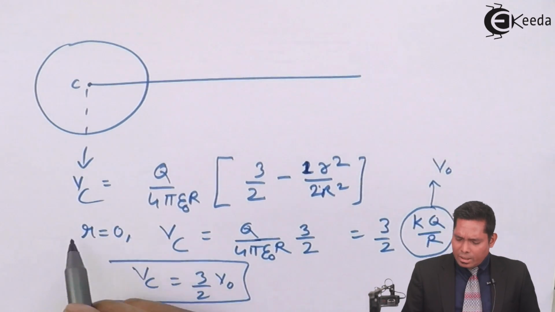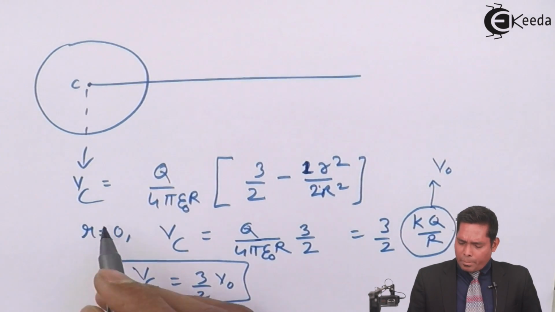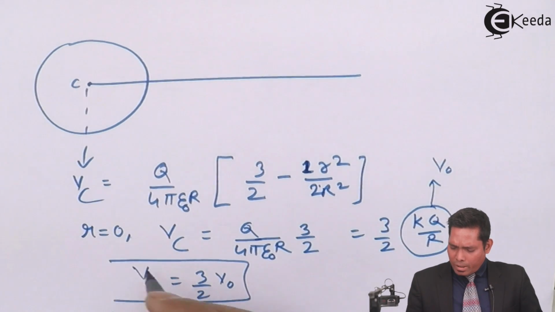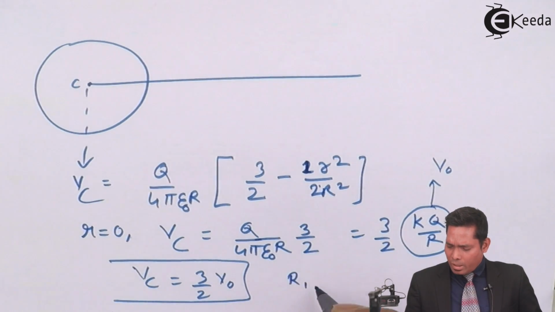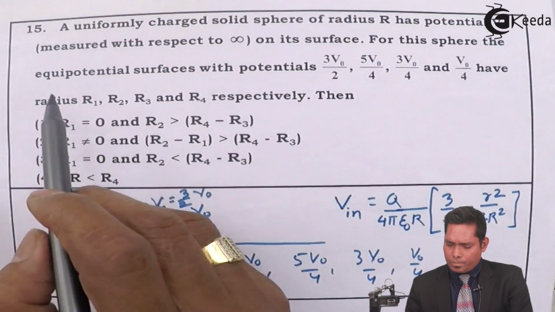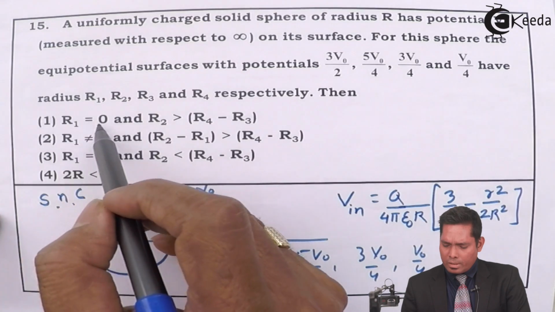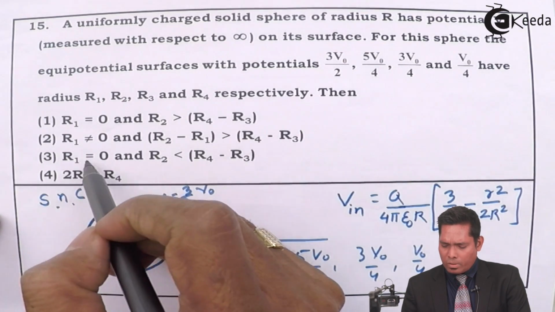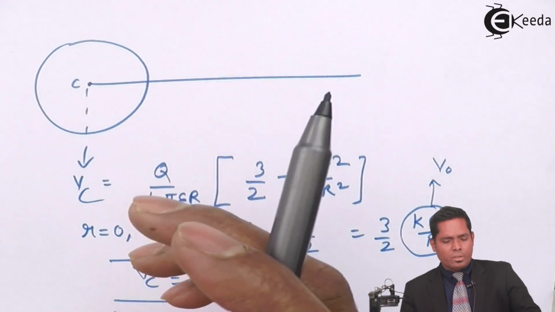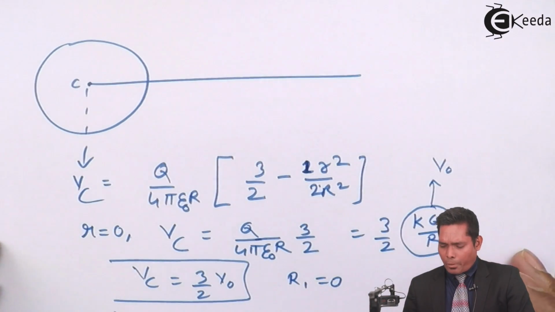So for that, the r is 0. That means the radius of the sphere, if that is given as r1, then r1 has to be 0. So first thing, r1 has to be 0. This one is also r1 0, this one is also r1 0. So then we have to check further where we'll get other points.